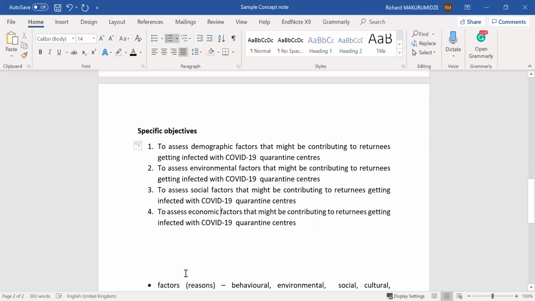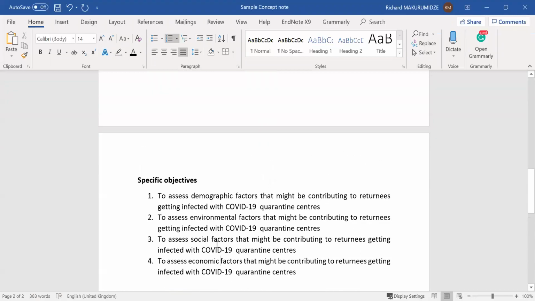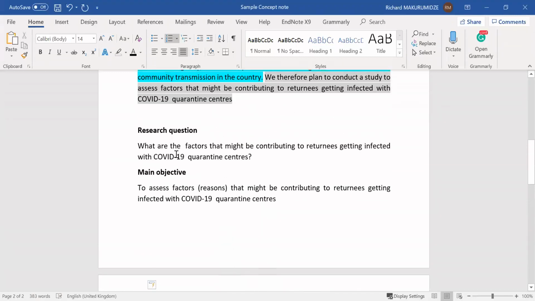So that's it. I think you've seen this transition now, where we are coming from our research question: what are the factors that might be contributing to returnees getting infected with COVID in quarantine centers?